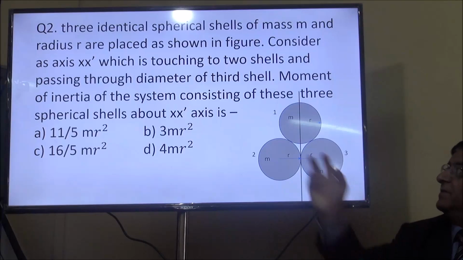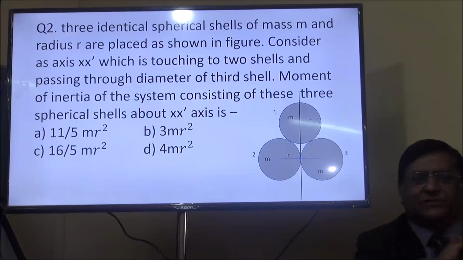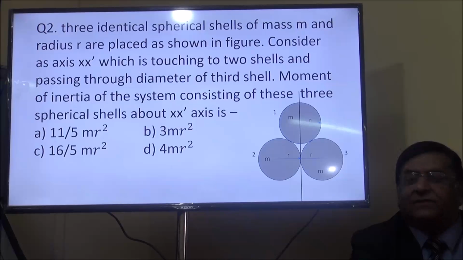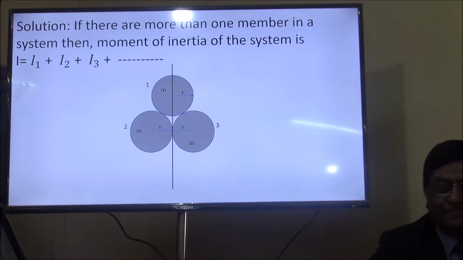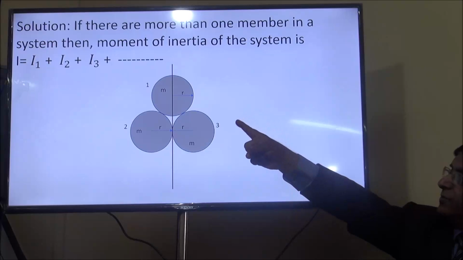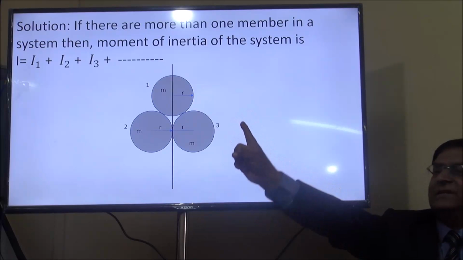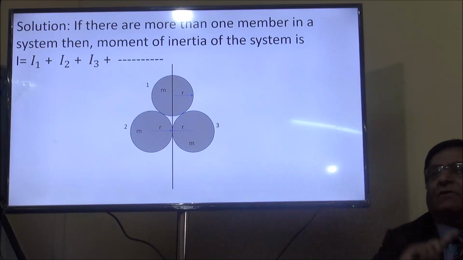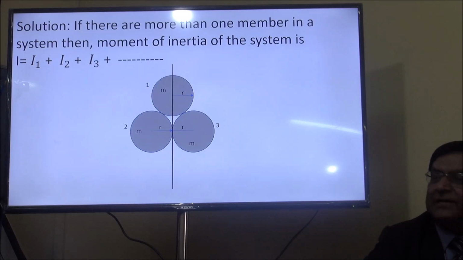Now in this, because all these are rotating and there are 3 parts, the first thing we apply is that the moment of inertia will be the sum of all the 3. That is, the total moment of inertia will be the sum of the moments of inertia of the first, second and third. We have to find the moment of inertia of all the 3. Now we start it again.